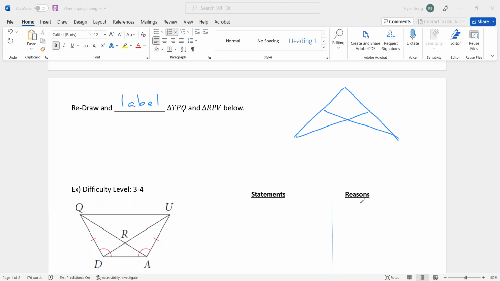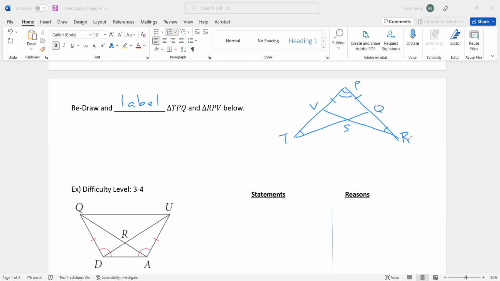And it was T, V, P, Q, R, and S, and I had this and this and that and that, and then that angle. So we want to separate and redraw.